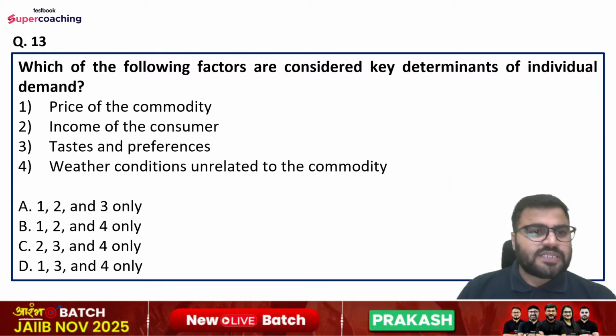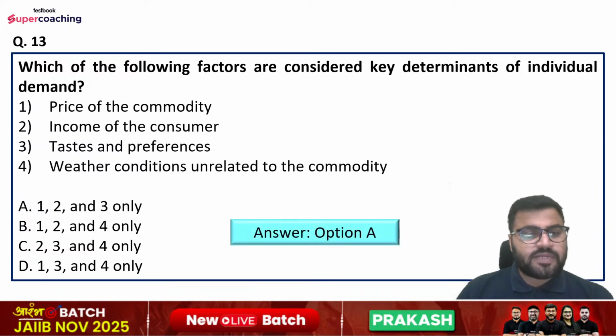Question number 13 is: which of the following factors are considered key determinants of individual demand? Statements are: price of the commodity, income of the consumer, taste and preferences, and weather conditions unrelated to the commodity. Options are first, second, and third only; first, second, and fourth only; second, third, and fourth only; or first, third, and fourth only. So the right answer is option A here, that is first, second, and third only.